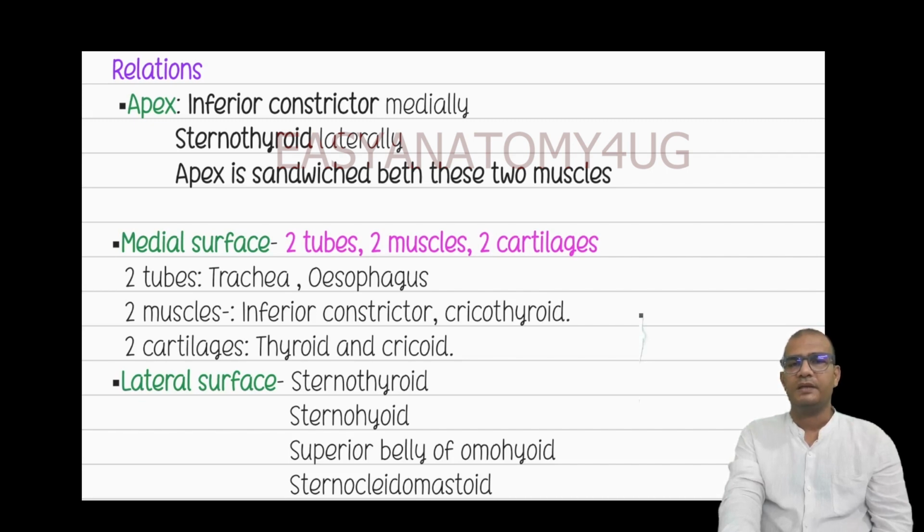Laterally, the lateral surface is related to the strap muscles of the neck. These are sternothyroid, sternohyoid, superior belly of omohyoid, and these three muscles are covered by a larger muscle, that is sternocleidomastoid, which is covered within the investing layer of deep cervical fascia.